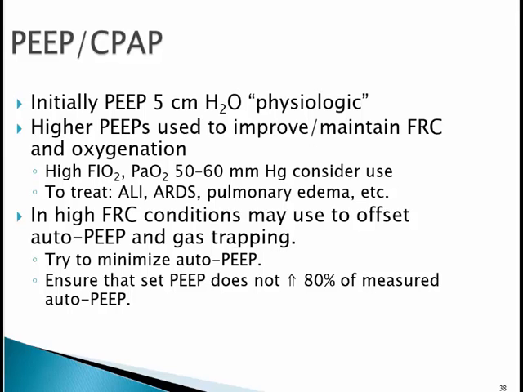In high FRC conditions, you may use PEEP to offset the auto PEEP and gas trapping. In this case, you want to try to minimize the auto PEEP with the use of PEEP. Ensure that the set PEEP does not go above 80% of the measured auto PEEP.